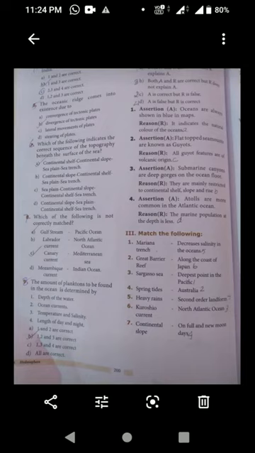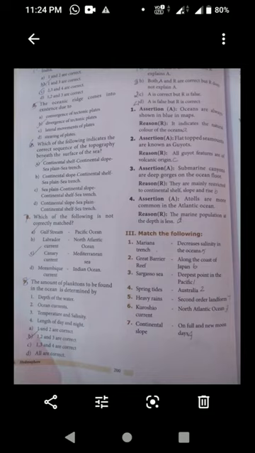Okay, next, third one. Assertion: submarine canyons are deep gorges on the ocean floor. Reason: they are mainly restricted to continental shelf, slope and rims. Here the correct answer is option B, that is both A and R are correct but R does not explain A. Fourth question. Assertion: atolls are more common in the Atlantic Ocean. Reason: the marine population at the depth is less. Here the correct answer is option D, A is false but R is correct.